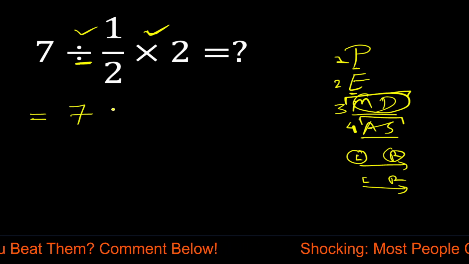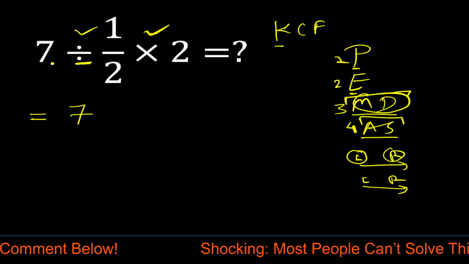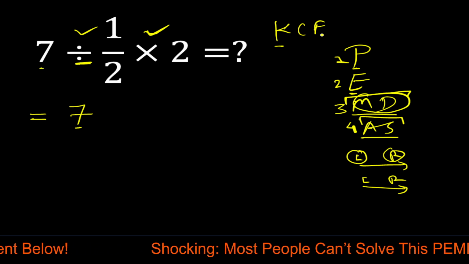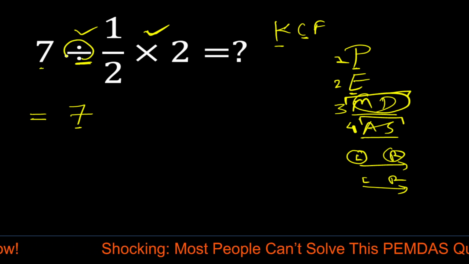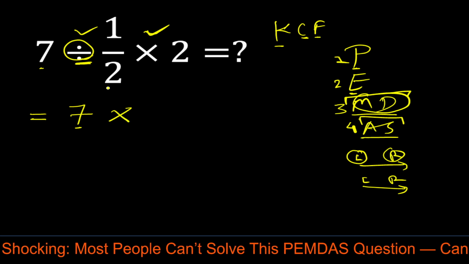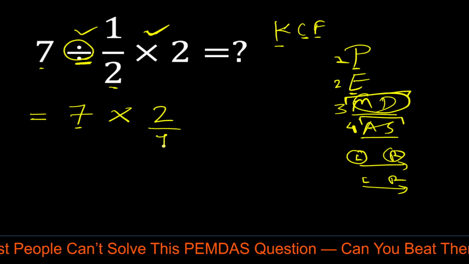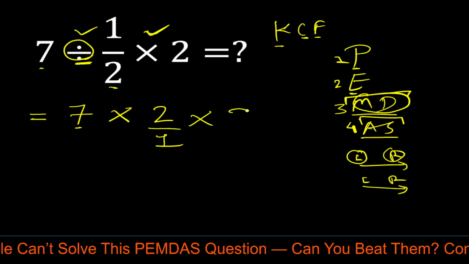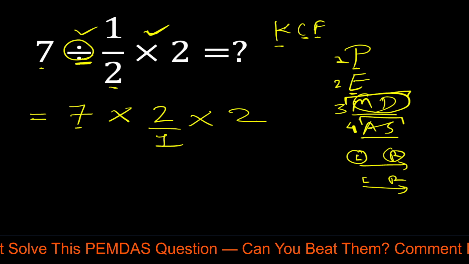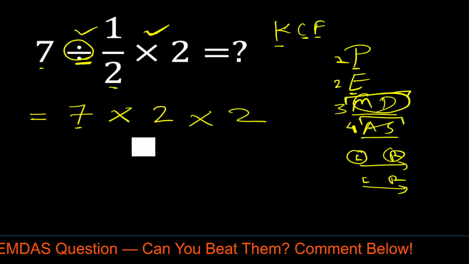So now 7. Now according to KCF rule, K means keep this 7 as it is same. Then C means change this sign from division to multiplication. Then F means flip this fraction, 1 upon 2 is equal to 2 upon 1, times 2, right? Now 2 upon 1 is equal to 2, so we can remove this one, right?